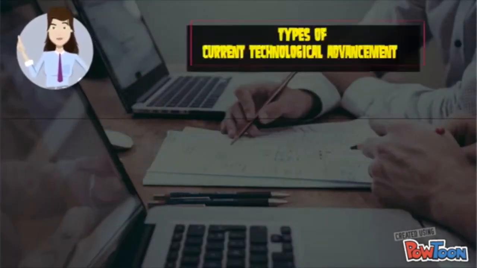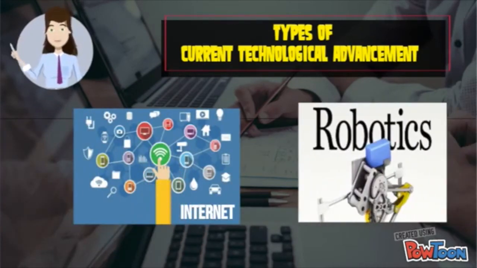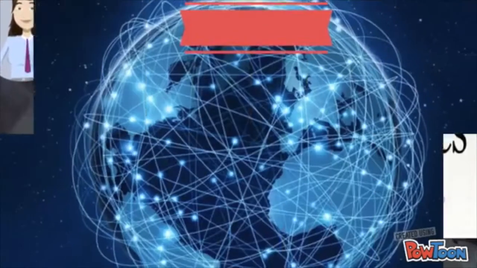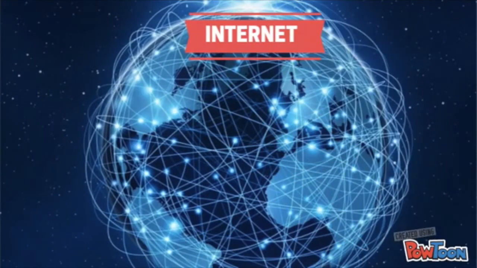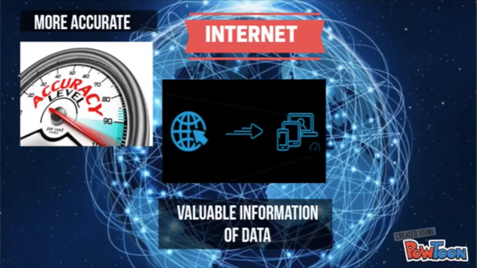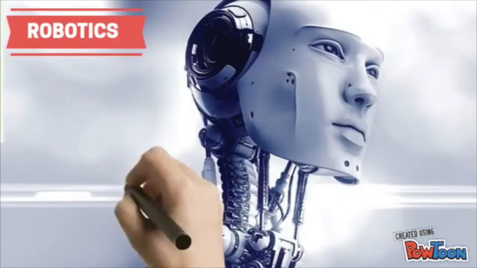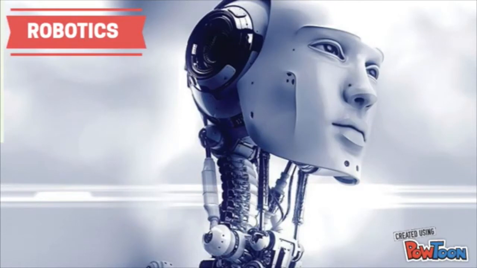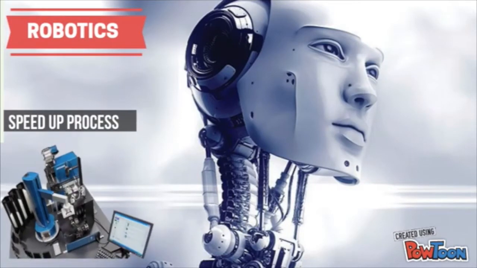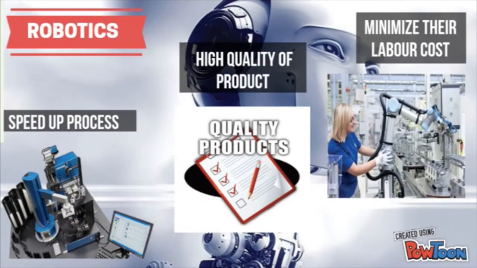Apart from that, there are two basic types of current technological advancement, which are internet and robotics. By using the internet, the information collected will be more accurate. Data devices will translate data to valuable information and will improve the efficiency of the organizations. For robotics, it will work together with the operator to speed up the process and create high quality products, and organizations can minimize their labor cost, since the use of robotics can help by reducing human power.